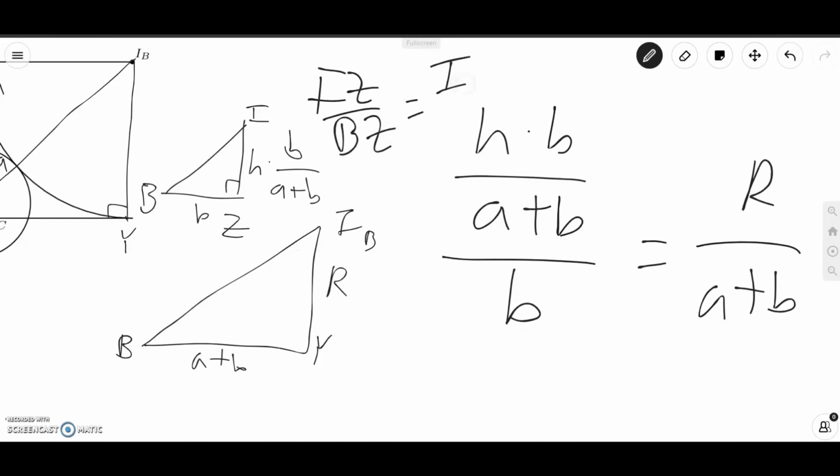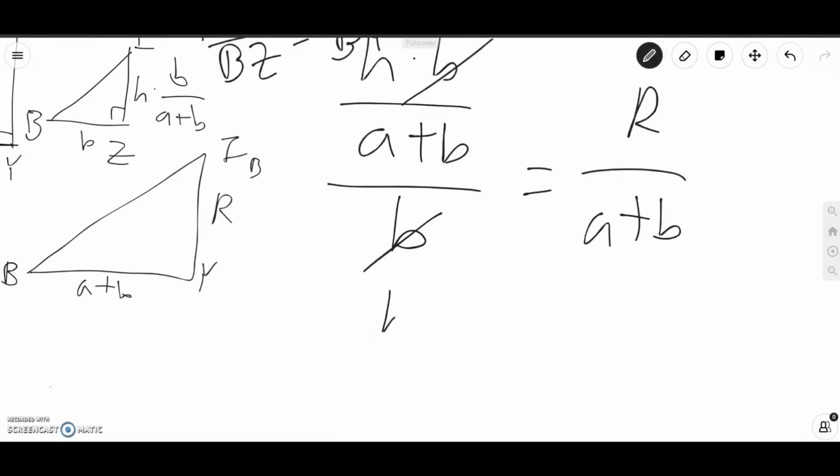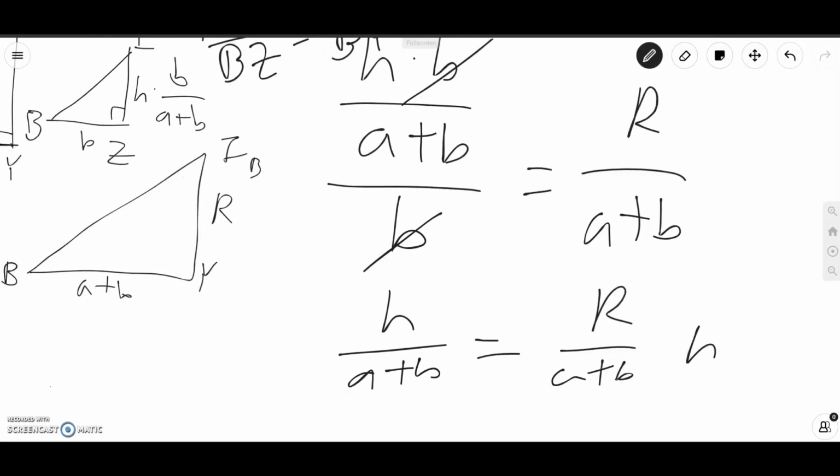equals IBY over BY. So this is what we have. And interestingly, things cancel out. And we find that, moving down here, H over A plus B equals R over A plus B, which implies that H equals R.